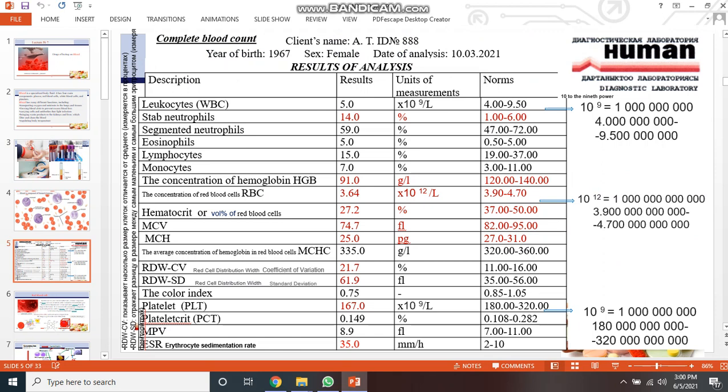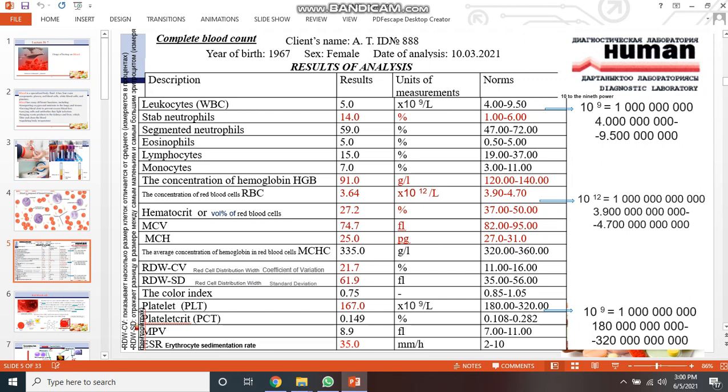And there is band neutrophil at 14.0, and segmented neutrophil is 59.0, eosinophil is 5.0, lymphocyte is 10-15, monocyte is 7, the concentration of hemoglobin is 19.1, the concentration of red blood cell RBC is 33.64, hematocrit or volume of red blood cells 27.2, MCV is 74.7, MCH is 25.0.